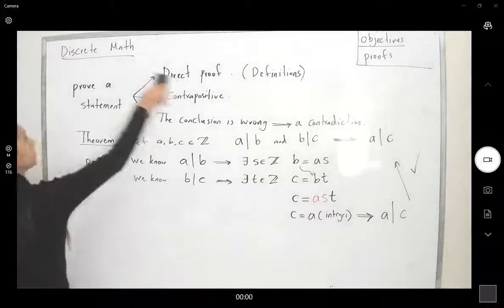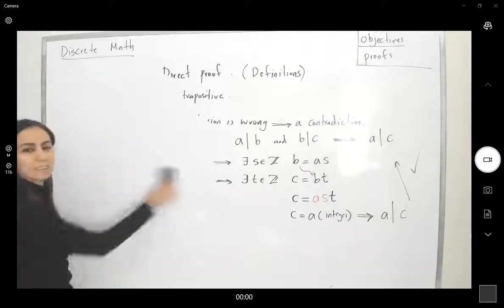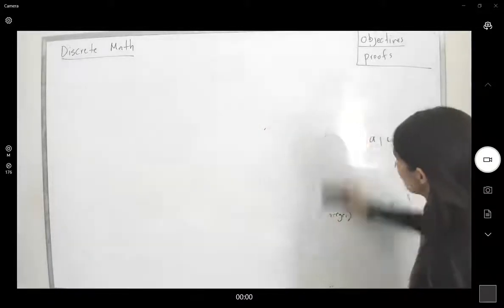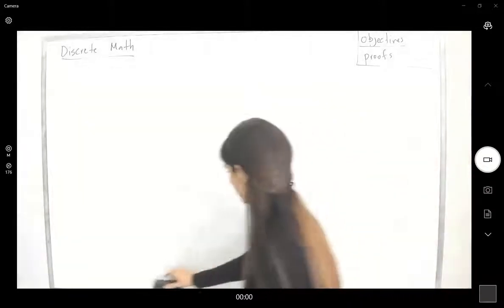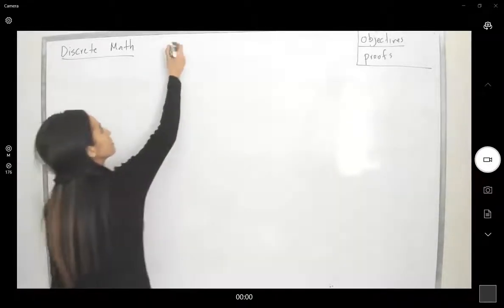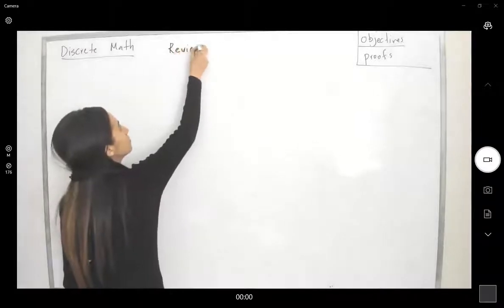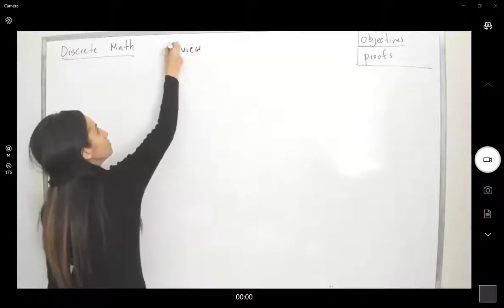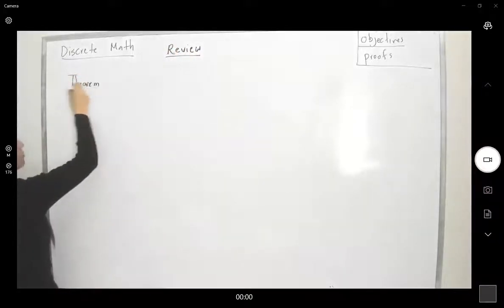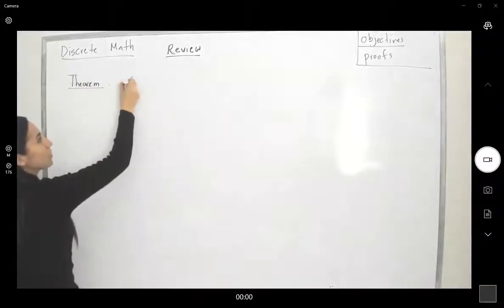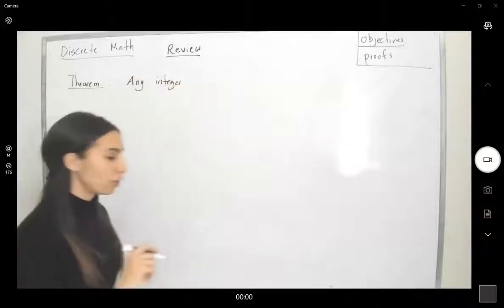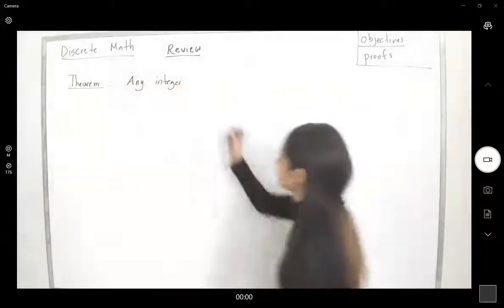Next theorem says, prove that any integer is divisible by a prime number. We're just reviewing the proofs. Theorem: prove that any integer greater than 1 is divisible by a prime number.